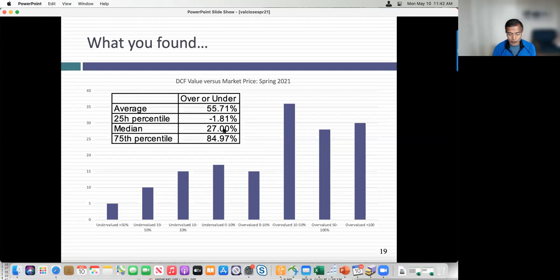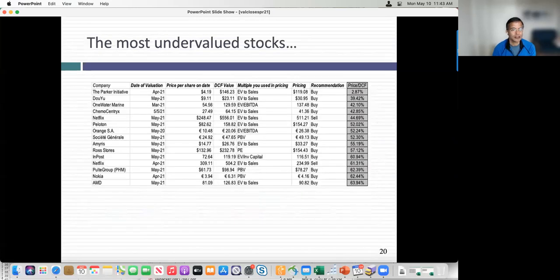The 75th percentile was about 85%. I don't know whether you remember where your company falls or even whether it was under or overvalued. But my guess is that your company is more likely to be overvalued than undervalued given the statistics for the entire class. And here's the list of your most undervalued stocks. I bear no responsibility for any of these recommendations. These are your recommendations. So maybe if I were an investment banker, I should have all the disclaimers running below, but I'm not, because I need to take responsibility. This came out of my class.